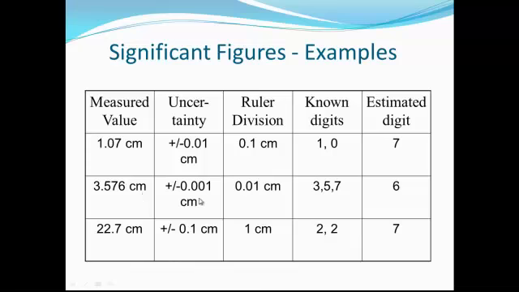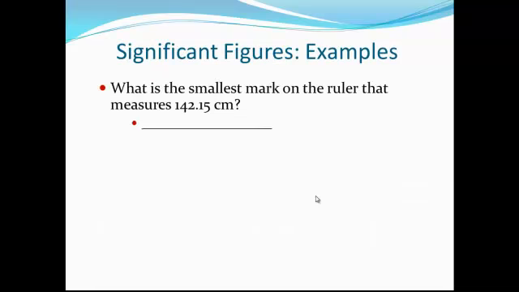The uncertainty will be on the 1,000 centimeters, and the smallest ruler division will be on the hundredths of centimeters. The known digits are 3, 5, and 7, and the last one is the estimate. Okay, then let's take a look at this.